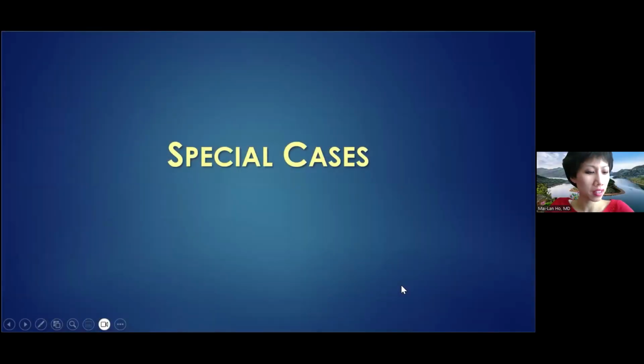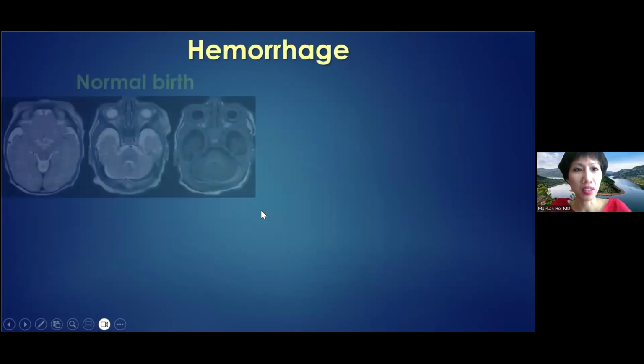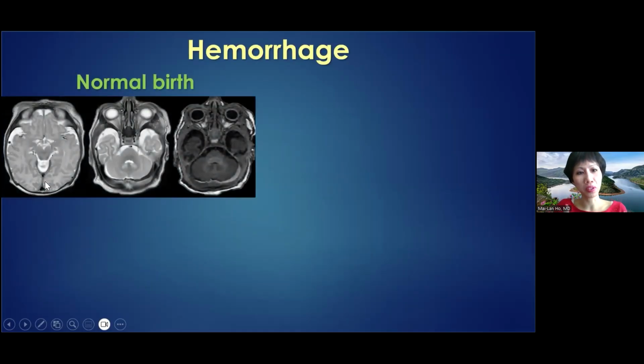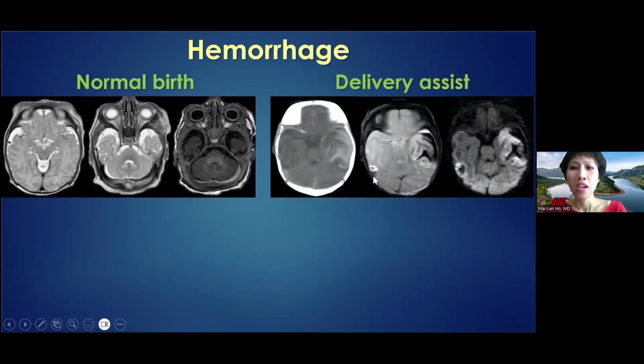Okay, so last is the special cases. So these are things that are kind of slam dunk if you see them, but you have to know that they exist. All right, so hemorrhage, right? So normal birth, they're going through the birth canal. It's okay to have a little bit of subdural/intradural blood products, right? I mean, who wouldn't after squeezing your head around? But it should be relatively little, and it should resorb, maybe in the first few weeks or month after birth.